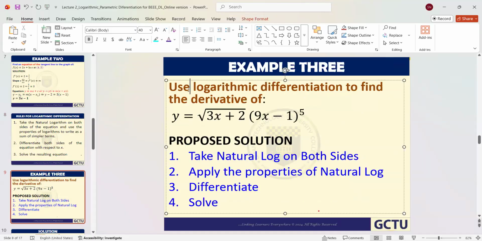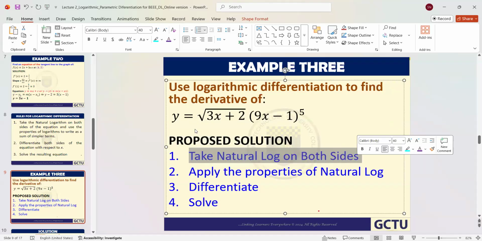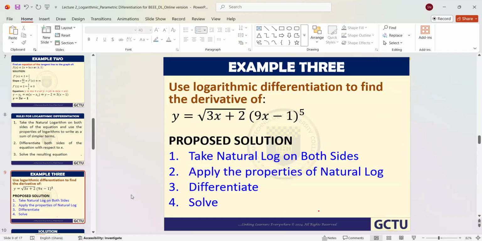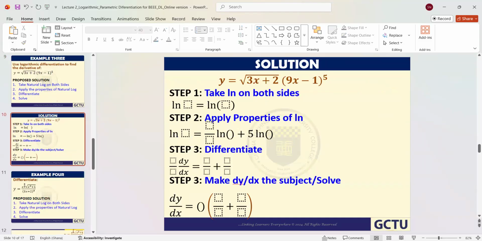So this is example 3. I have the square root of 3x plus 2 times brackets 9x minus 1 raised to the power 5. Okay, so I've proposed the solution here. This one, I haven't done it. I want us to do it together. So let's see how to solve this. Let's take natural log on both sides of this equation. Number 2, we apply the properties of natural log. Number 3, we differentiate it. And number 4, we solve the simplified equation. So I brought the question here.